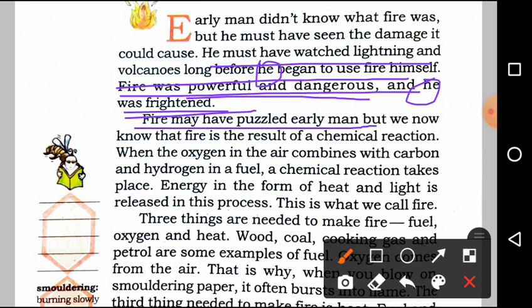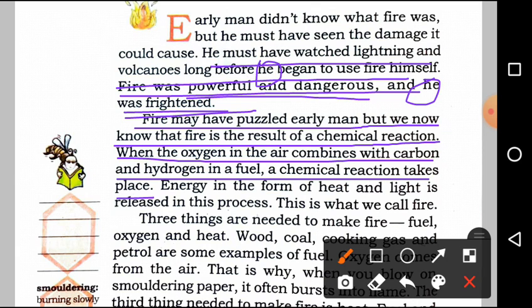Fire may have puzzled early man, but we now know that fire is the result of a chemical reaction. Maybe the early man didn't know about the cause of fire, but now we all know what actually fire is and how it can be produced. When the oxygen in the air combines with carbon and hydrogen in a fuel, a chemical reaction takes place.